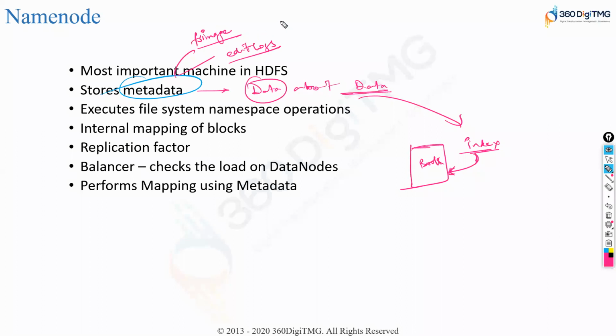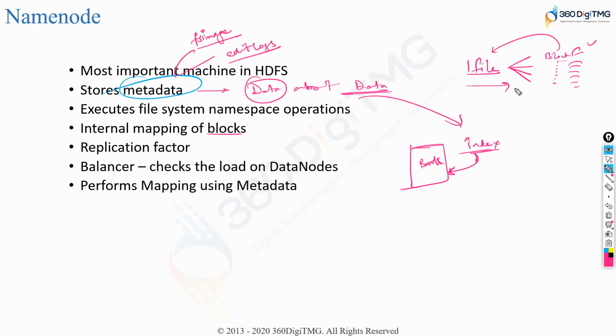fsimage is nothing but file system image. So your name node, I mean, your Hadoop basically is managing blocks, right? If I have to copy a file into the cluster, it has to first split into blocks, and these blocks again have to be replicated. Now, where is each block stored in that entire cluster? And which file does it belong to? All this mapping has to be maintained.